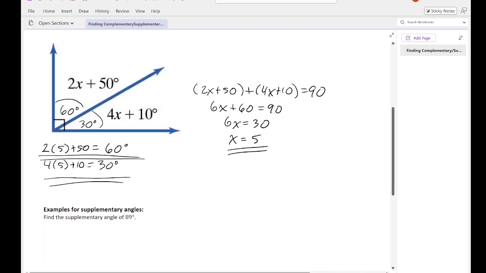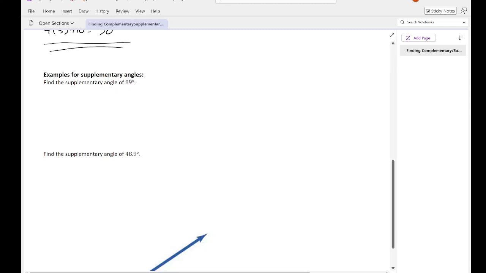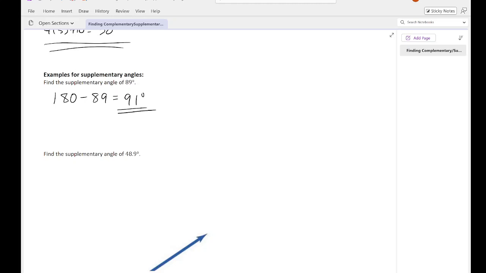Now what about supplementary angles? Well, supplementary is 180 degrees. So we're going to do the exact same thing. If I know that this is 89 degrees, and I add it to something else, I'm going to get 180 for its supplementary angle. So I'm going to do 180 minus 89, not 90, 91 degrees. There we go. Much better. 91 degrees.